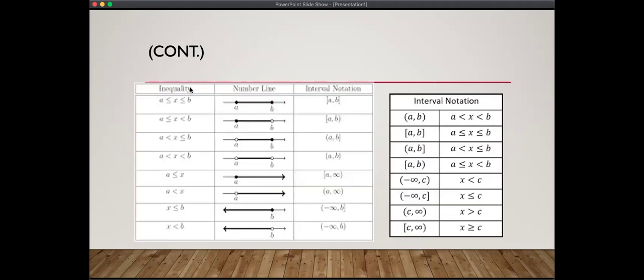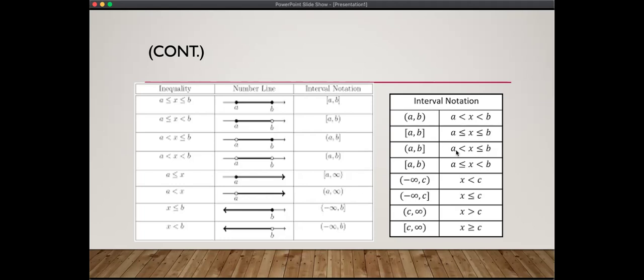All right, it's kind of blurry, but basically that's how it looks. We have numbers like this: A is less than X is less than B. That means they're not included, but it's all the numbers in between A and B. And we use these parentheses. If we have the less than or equal to, then we have brackets. So that means it is included. That means that X can be A, but it has to be greater than A as well. And it can be B, but it has to be less than B as well.